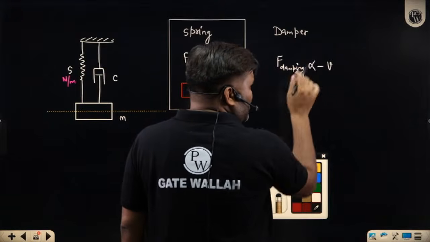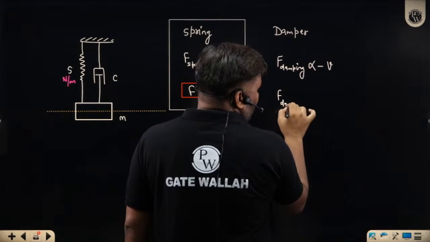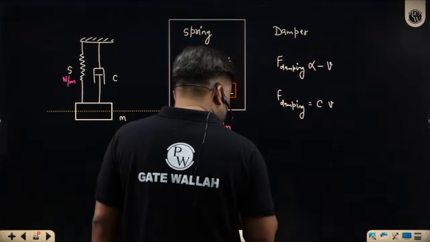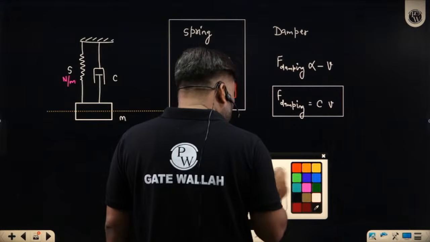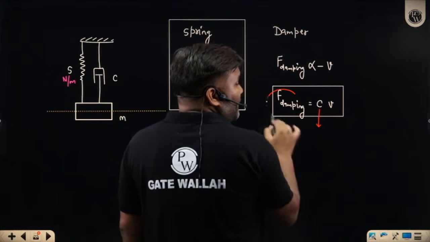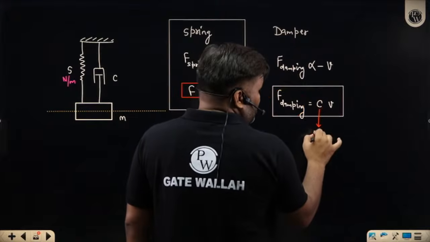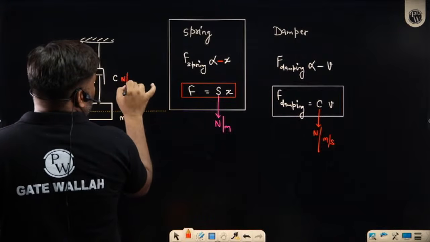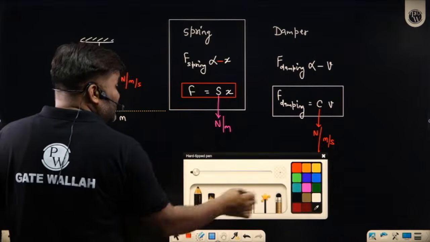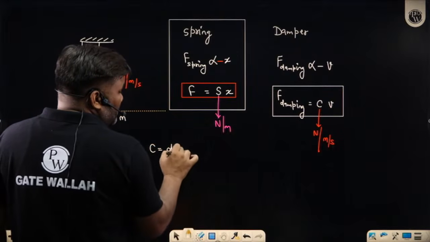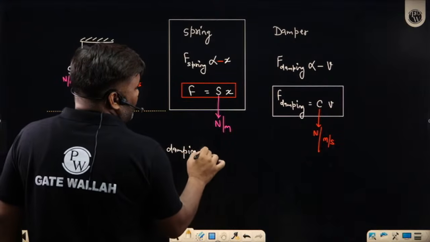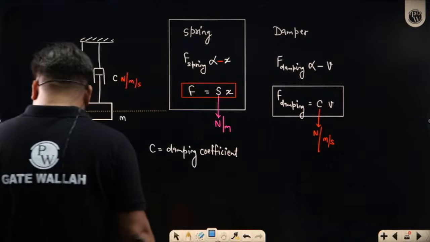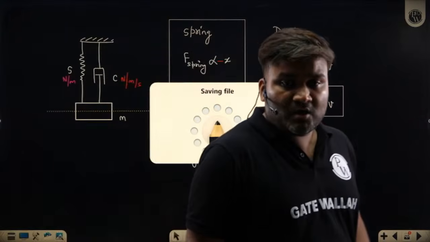Again, I will drop the negative sign because I will take care of the direction in the diagram. If you remove the proportionality sign, there will be some constant. This damping force is equal to some constant c times velocity. Can I write it like this? What will be the unit of this c? Force per unit velocity, so Newton per meter per second. So c is the damping coefficient, and its unit is Newton per meter per second. Keep that in mind. I hope that's clear.